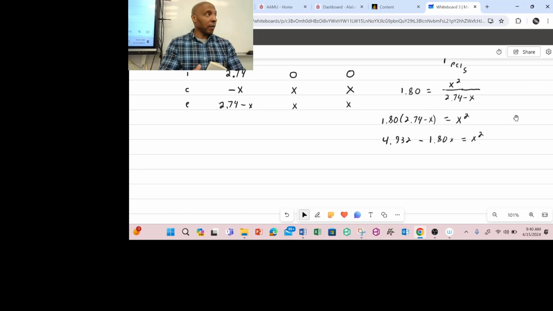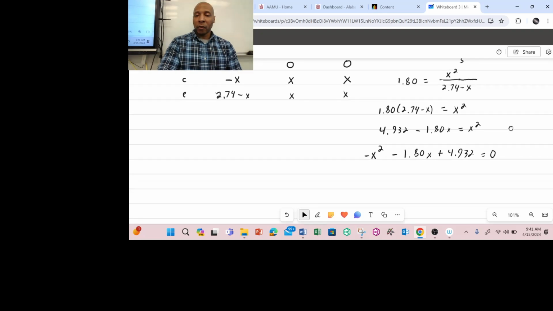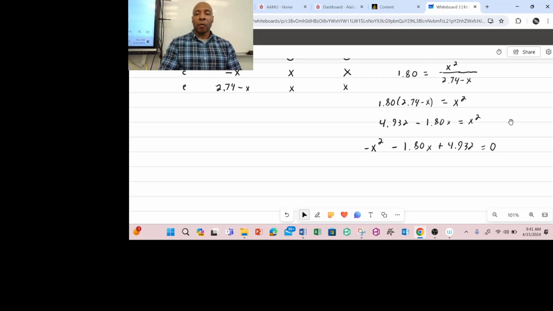Yeah. All right. Well, there's nothing wrong with a negative a term. Negative x squared minus 1.80x plus 4.932. I encourage you guys to do it that way too, so you don't confuse your B term and your C term. I put my B term in front of my C term. So my B term is right here, and my C term is right there.